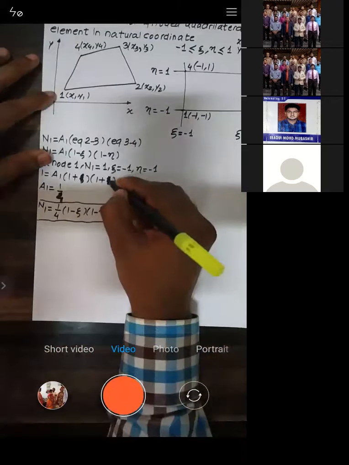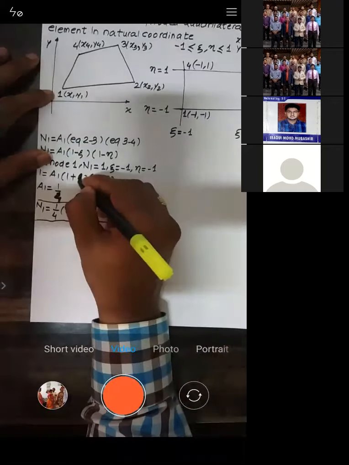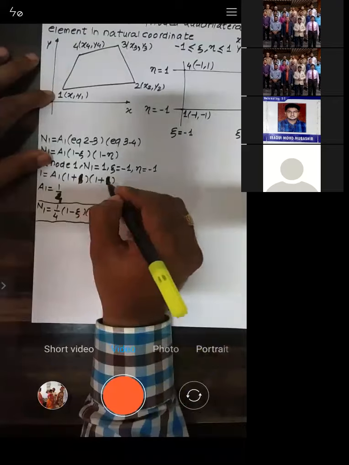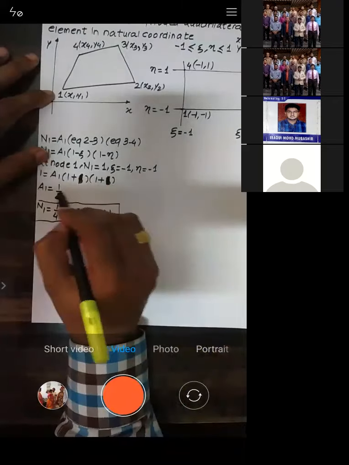I just put the value here instead of writing one more step. This is 1 plus 1 is 2, and 1 plus 1 is again 2, so 2 into 2 is 4. So it's 1 by 4.